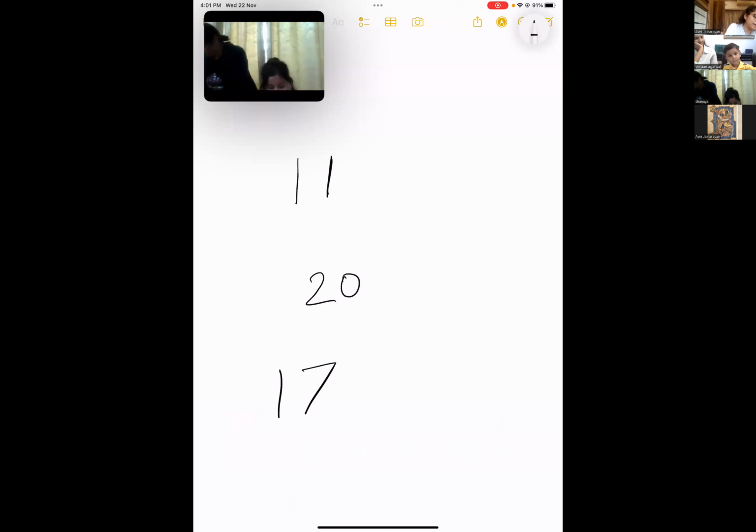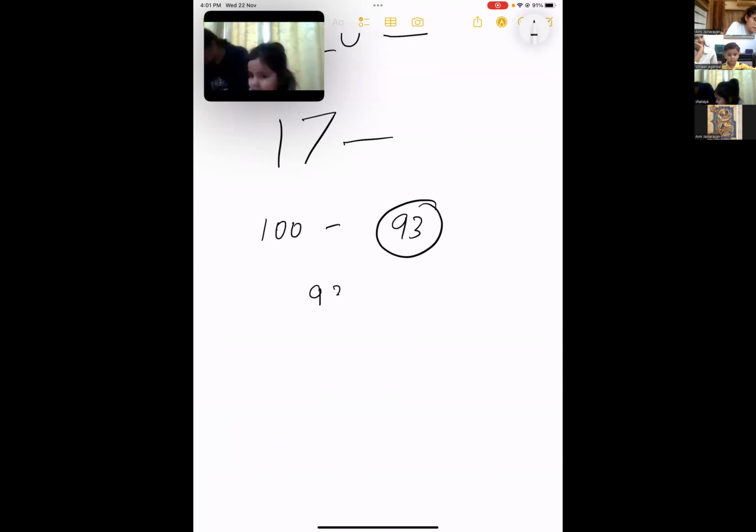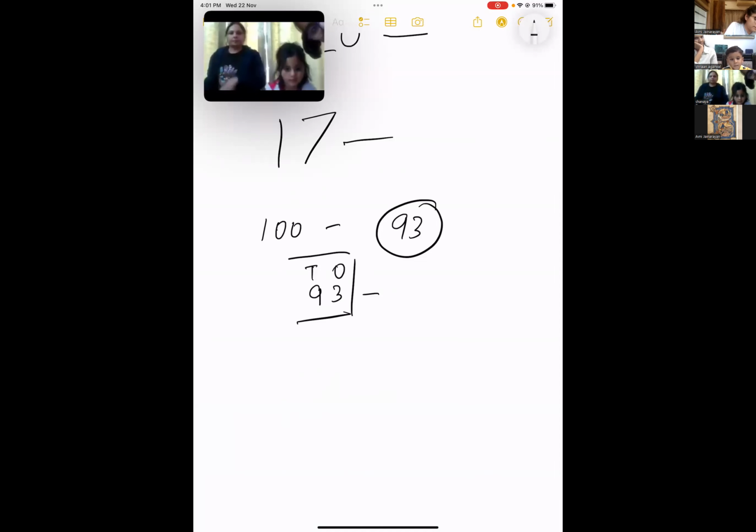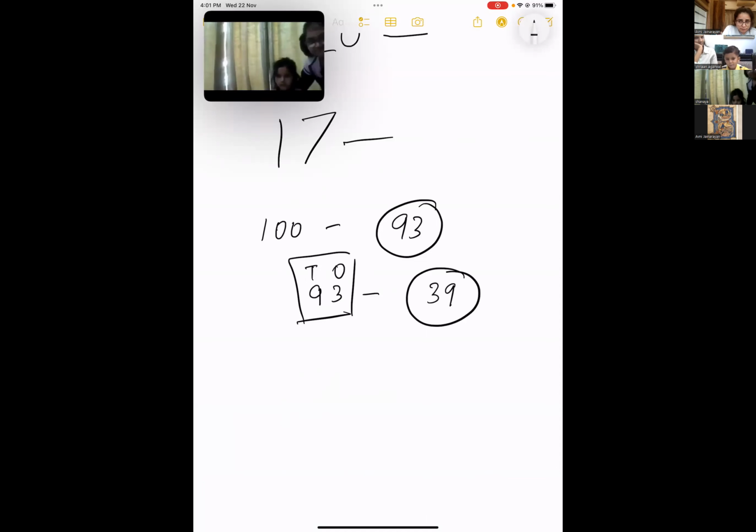But do you know what exactly is number 11? What exactly is number 20? What is number 17? I can count all the way to 100, but I don't know what is 93. I just know that there are two numbers, 9 and 3. Some of us may know that 9 is in the tens place and 3 is in the ones place. So 93 is different than 39. Okay, so let's quickly start.